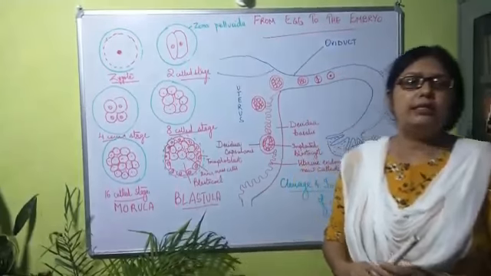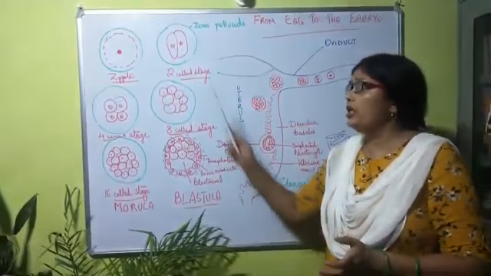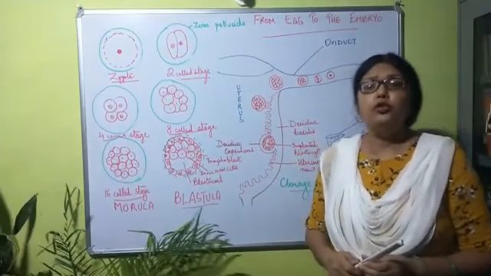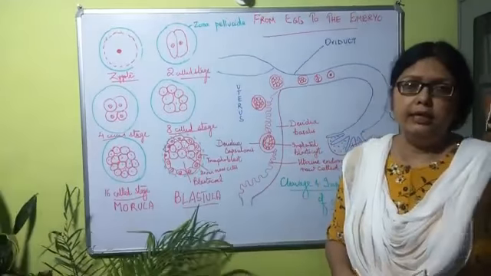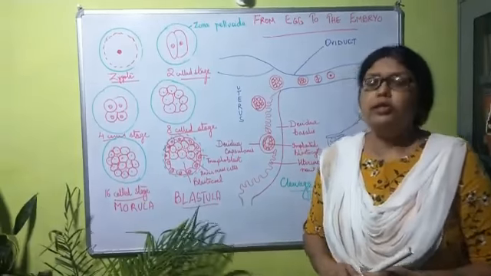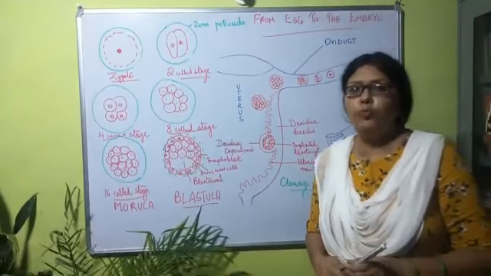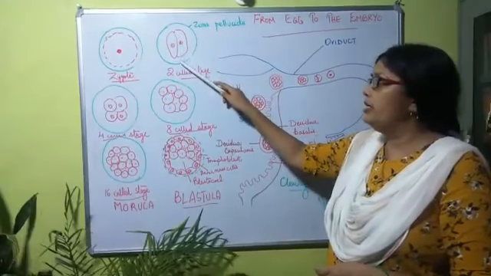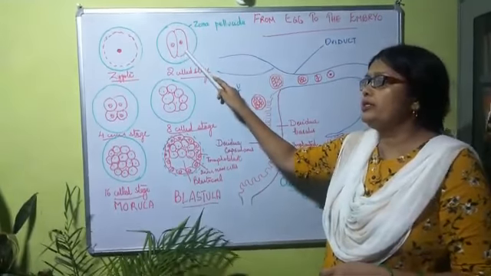Then the division in the human egg is holoblastic, because the human egg is alecithal. Alecithal means without yolk. So the division is holoblastic cleavage, and it divides by a vertical division into two unequal cells.